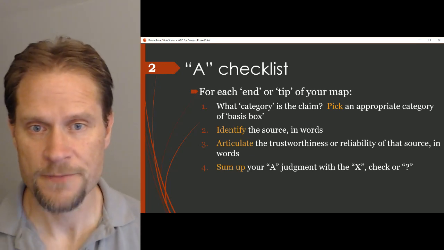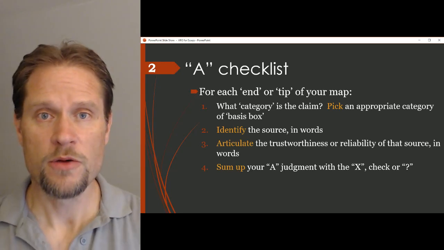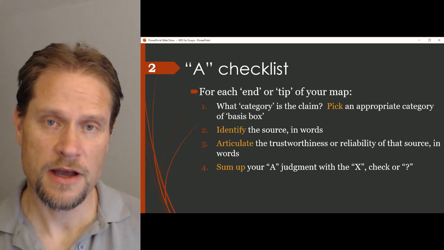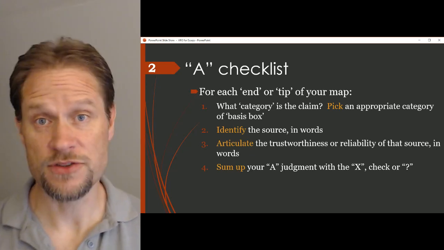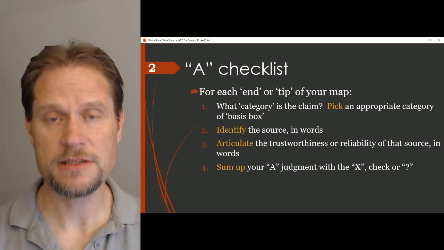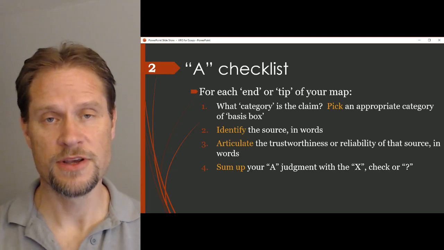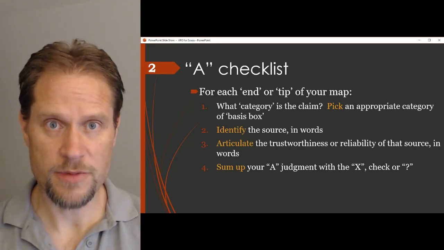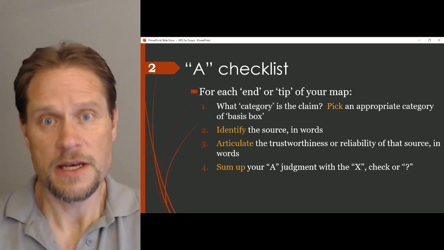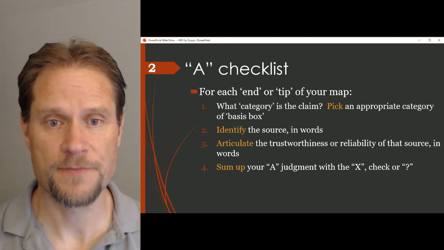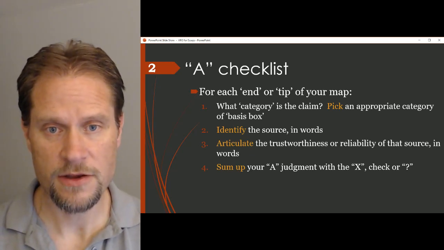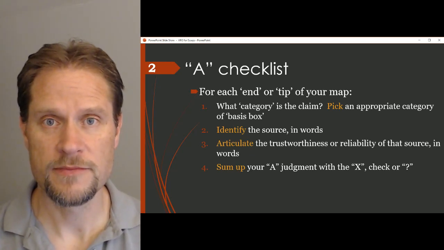on the listicle. So just to review, remember we're doing A on every tip or end point of our map as we build it down, and so that includes co-premises, objections, rebuttals, orange boxes. Anything that doesn't have another green box directly underneath it needs a blue box, a blue basis box. Okay, and we need to identify the source briefly and concisely. Where did you get that claim from?